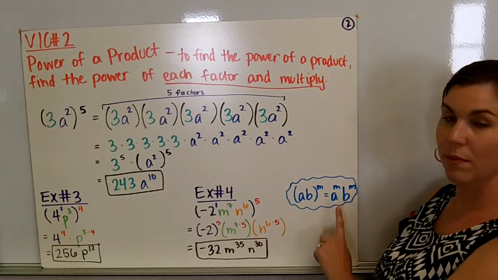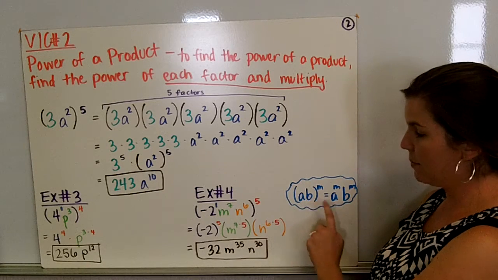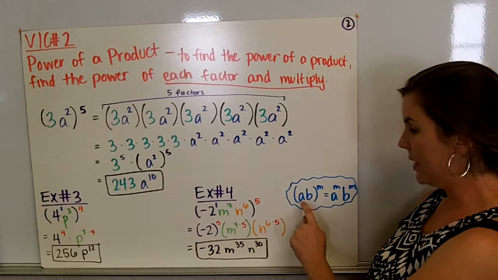In algebraic form, the rule looks like this. The quantity ab raised to the m power. The a gets the exponent, and so does the b. So a to the m, b to the m.